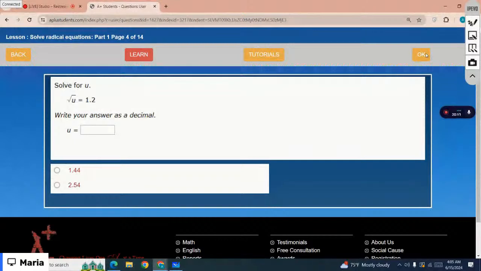The correct option is, you have to square both sides, right? Because you have the square root of u equals 1.2 and square roots are opposite to squares. So you have to square both sides. So then u equals 1.44. Option number 2 is the correct option.